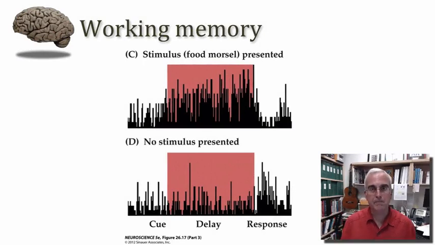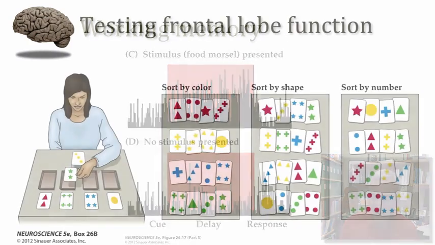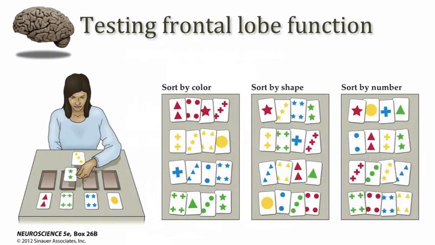So here's a laboratory test that is aimed at getting at some of these dynamics of understanding the rules for successful behavior and being able to respond appropriately. This challenge may be familiar to some of you who've taken psychology courses, perhaps even experienced this test yourself. This is called the Wisconsin card sorting task.